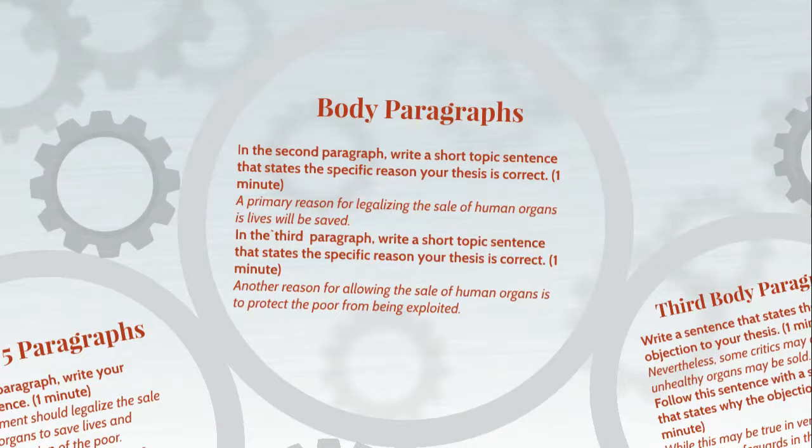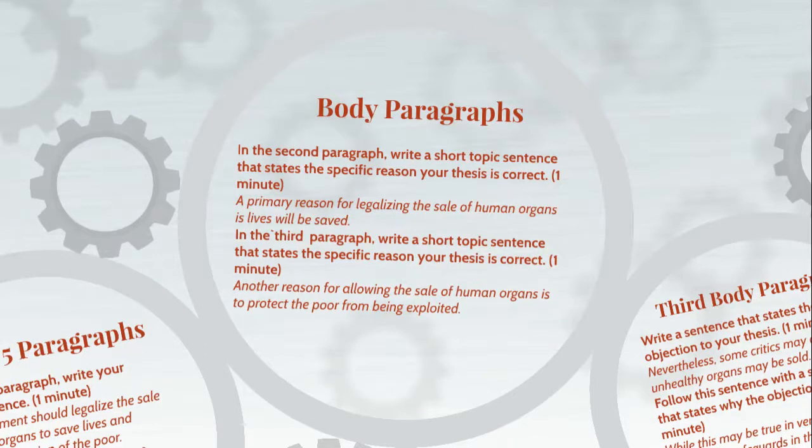We'll start with the 2 argument paragraphs. In your 2nd paragraph, write a short topic sentence that states the specific reason. It has to be specific that your thesis is correct, and it should be the reason that you listed first as your first reason in your thesis sentence. A primary reason for legalizing the sale of human organs is lives will be saved. And notice we've used a primary reason. This shows, or a primary argument. Okay? It lets us know that we've moved into the body of the paper.